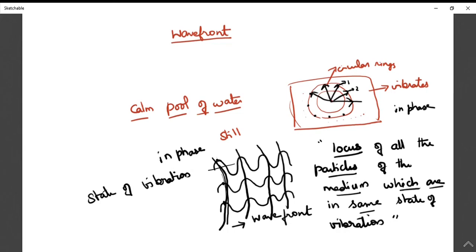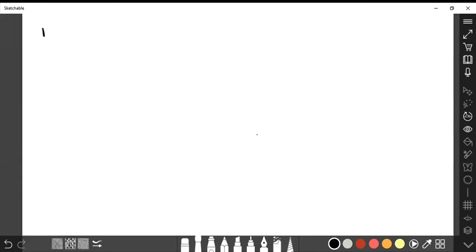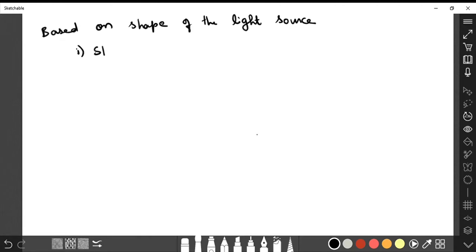Why is it called wavefront? It is moving towards the front direction. It is not going back. From this position it is coming out, moving forward. That is why it is called wavefront. Now you have the idea about what the wavefront is. Next we are going to discuss the types of wavefront based on the shape of the light source. We have three types of wavefront. First one is spherical wavefront.